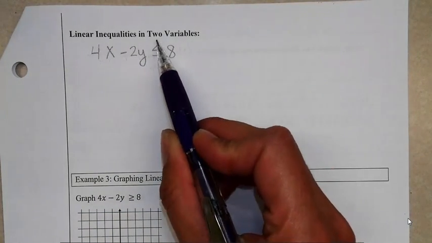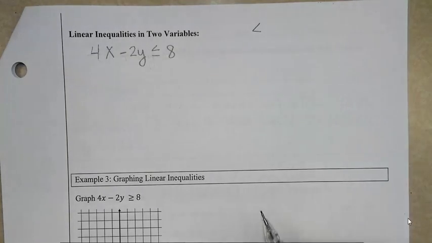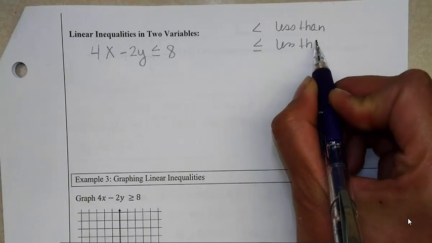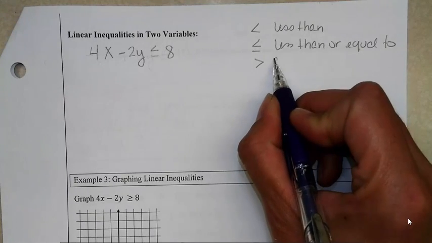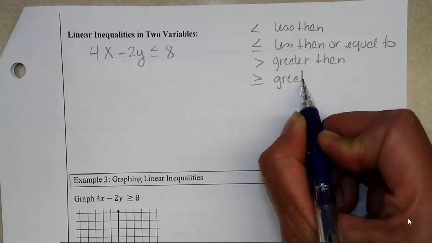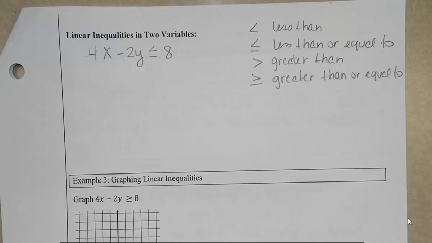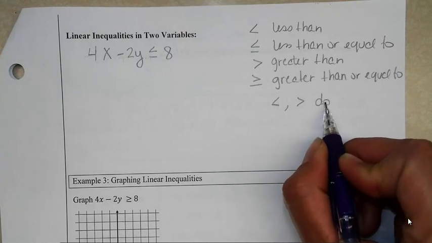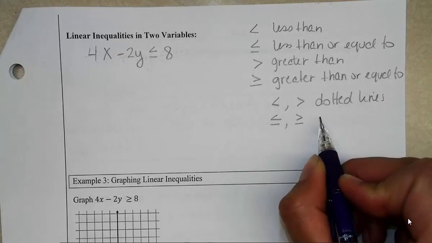So an inequality sign is in this, and that's why we call this a linear inequality. Let me remind you that this is less than, and this is less than or equal to. And vice versa, right? This is greater than and greater than or equal to. So when you graph these, the less than or the greater than are going to be dotted lines. However, the less than or equal to or the greater than or equal to are going to be solid lines.